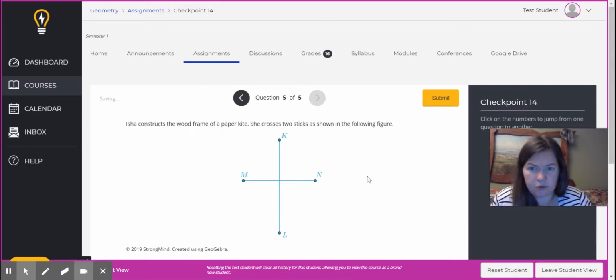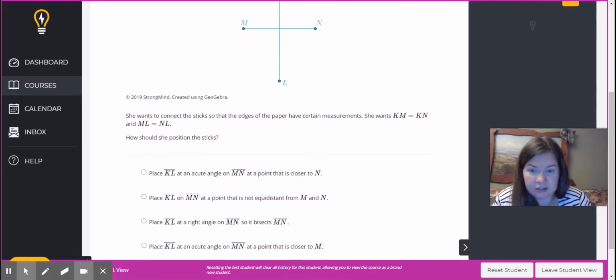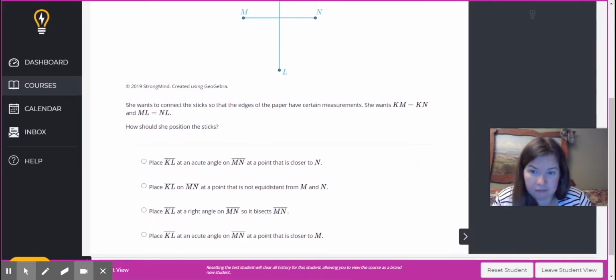Then Aisha constructs the wood frame of a paper kite. She crosses two sticks as shown in the figure. She wants to connect the sticks so the edges of the paper have certain measures. She wants KM to equal KN and ML to equal NL. How should she position the sticks? So at 90 degrees, right? So place KL at an acute angle, nope. Place KL at a point that is not, nope. Place KL at a right angle on MN and bisects MN. Yep, perpendicular bisector.